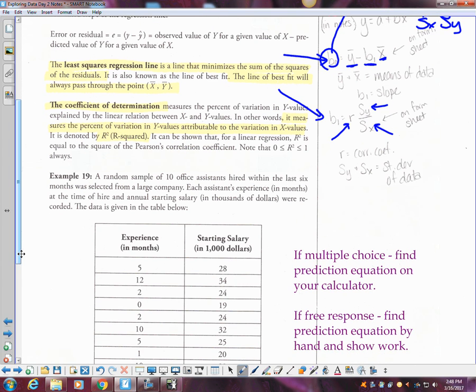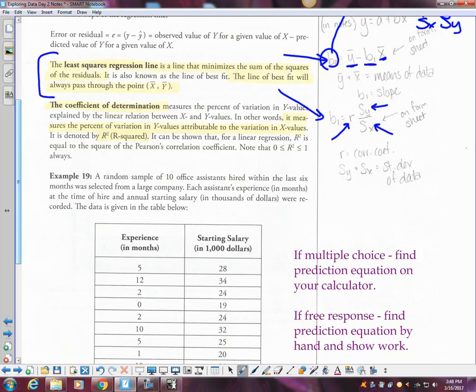The least squares regression line, okay, this is important right here. I've seen a multiple choice question that looks like this. The least squares regression line is a line that minimizes the sum of the squares of the residuals. Why do we square them? Because some of them are positive and some of them are negative. So we square them to make them all positive. So the least squares regression line is the line that minimizes the sum of the squares of the residuals.